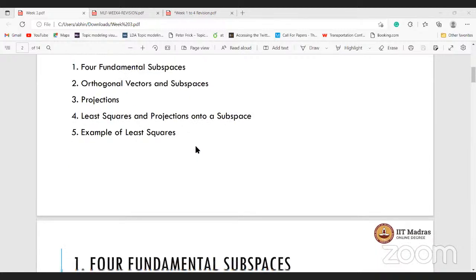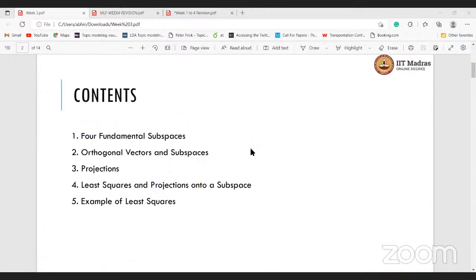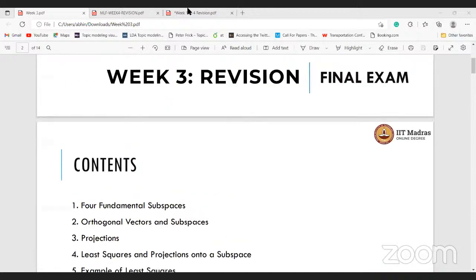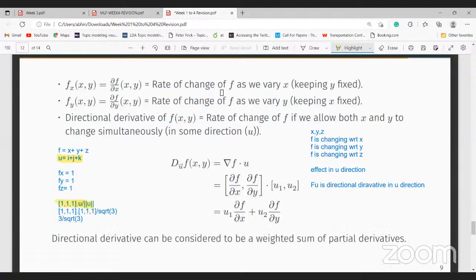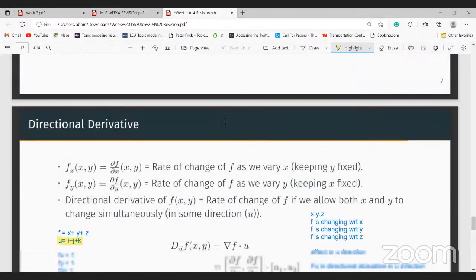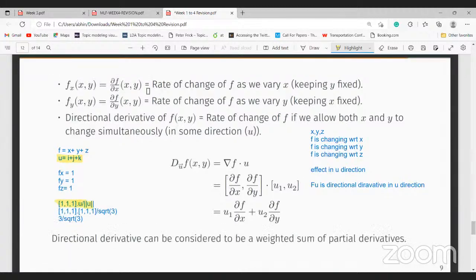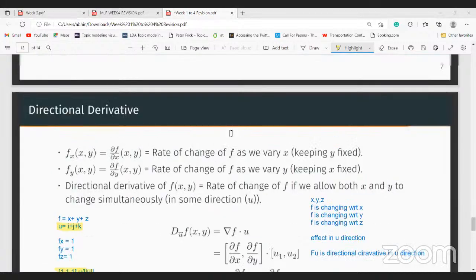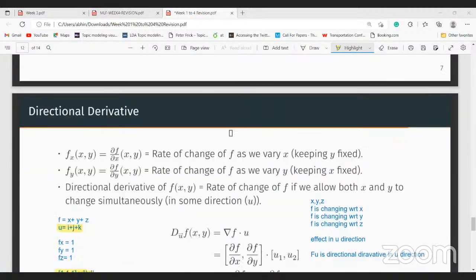Sir, sorry to interrupt. Just one thing before going to week 3. In week 2, the higher order approximation, linear approximation, multivariate, and directional derivatives, these are important numerical based questions, right? So linear approximation, higher order approximation, and directional derivative are important in numericals.